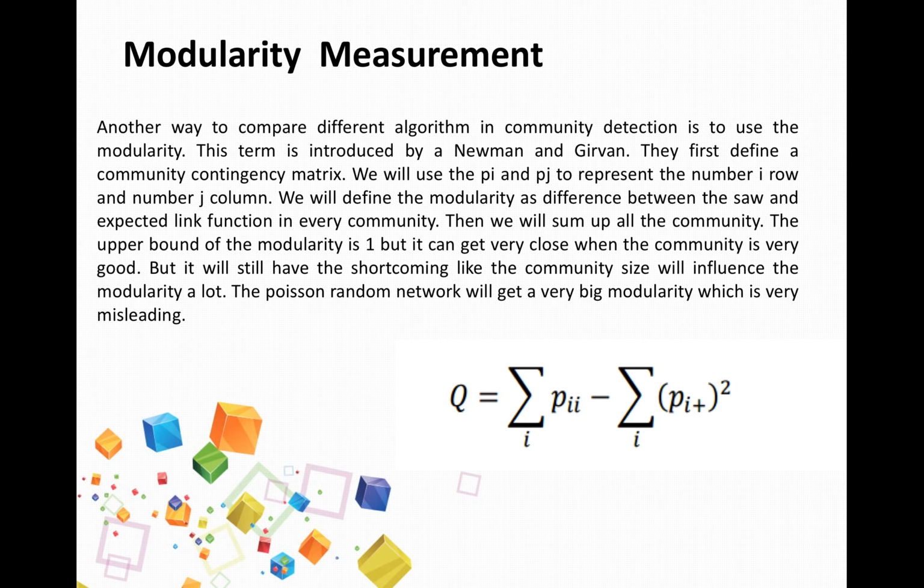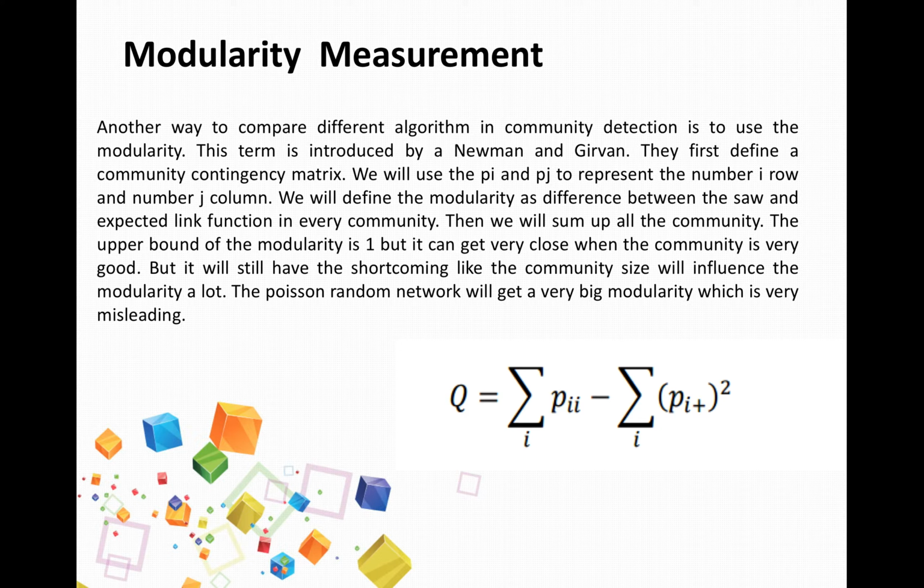Another way to compare different algorithms in community detection is to use modularity. This term was introduced by Newman. They first define a matrix, and we use P i j to represent the number in row i and column j. Then we define the modularity as the difference between the actual and expected links in every community. Then we sum up over all the communities.